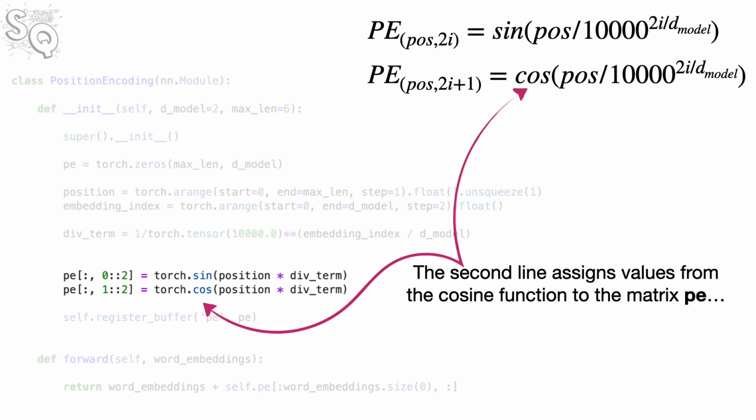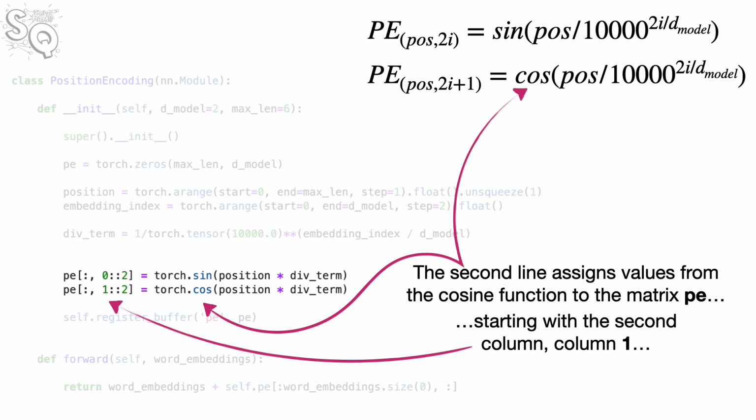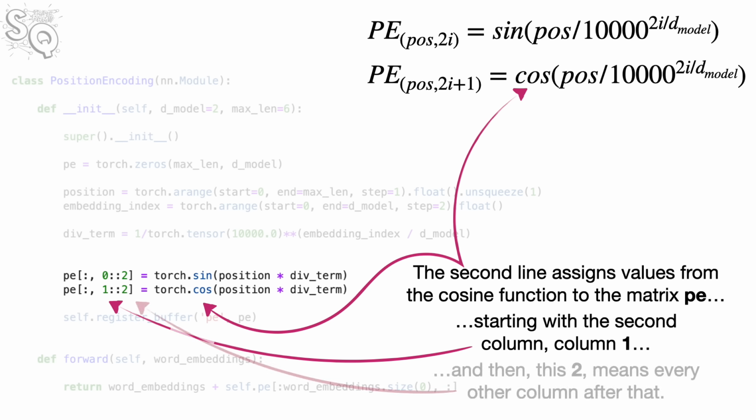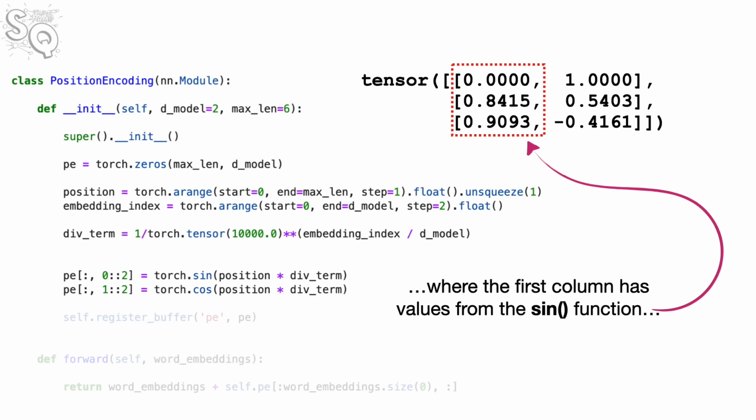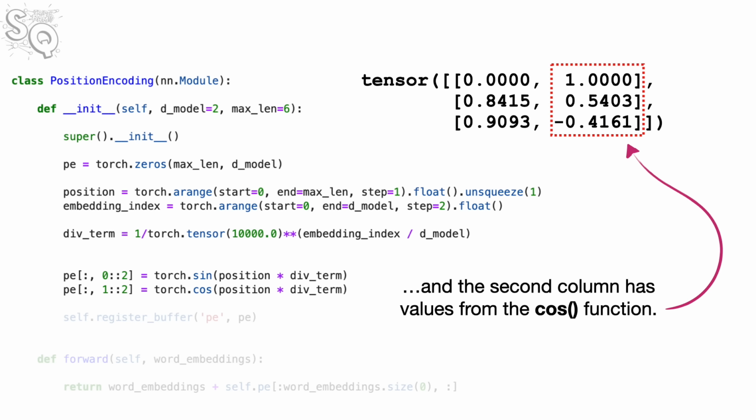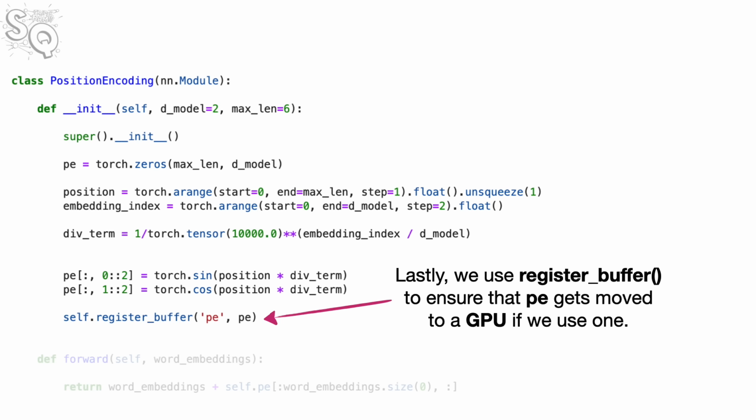The second line assigns values from the cosine function to the matrix PE, starting with the second column, column 1, and then this 2 means every other column after that. Ultimately, if we use the default values, maxlen equals 3 and dModels equals 2, PE will end up looking like this, where the first column has values from the sine function, and the second column has values from the cosine function. Lastly, we use register buffer to ensure that PE gets moved to a GPU if we use one.